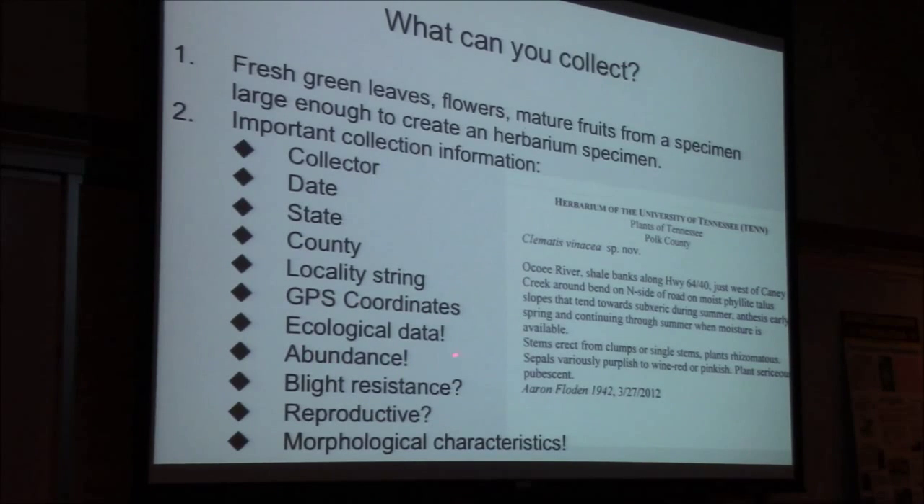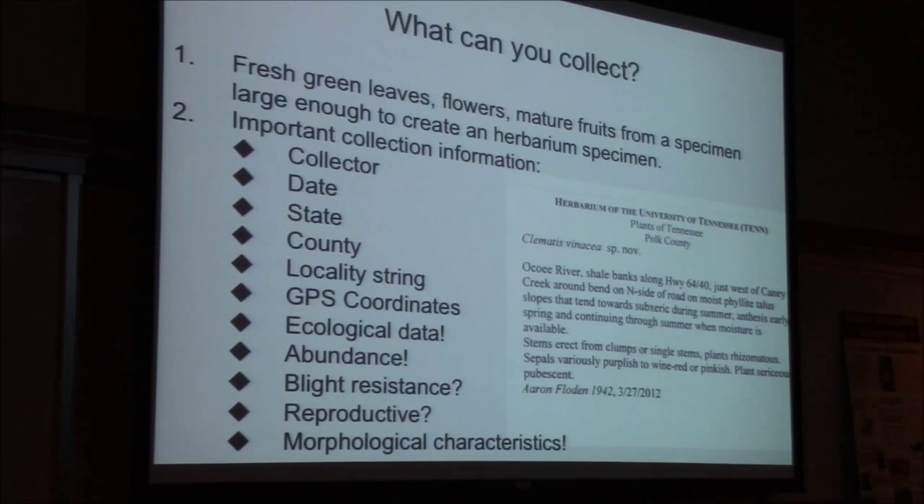But what I would really like, aside from this basic information, is to ask you guys to start making some notes on the ecology, right? What are the associate species in the area? And what is the relative abundance of Ozark Chinquapin in the area?